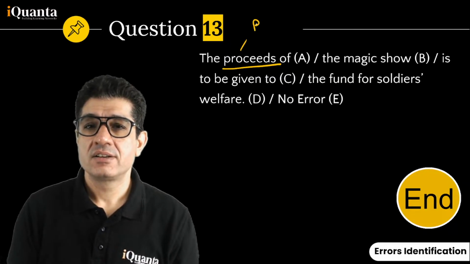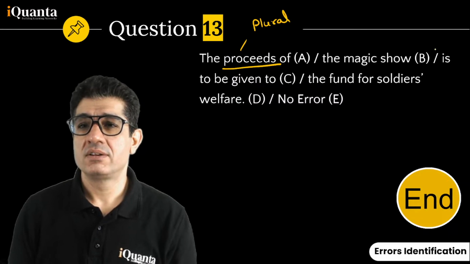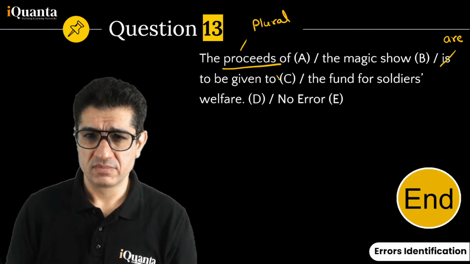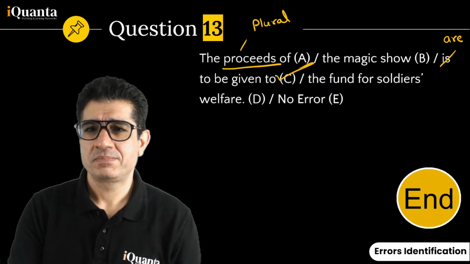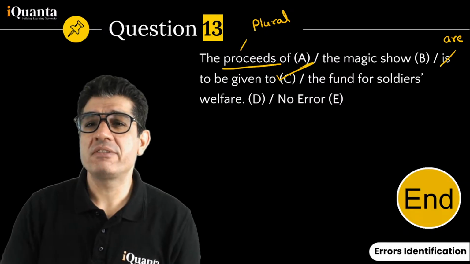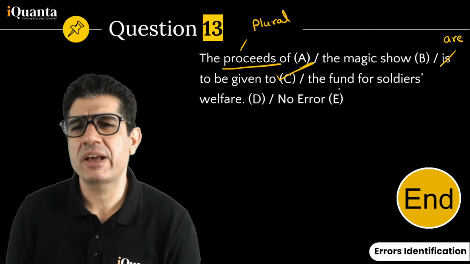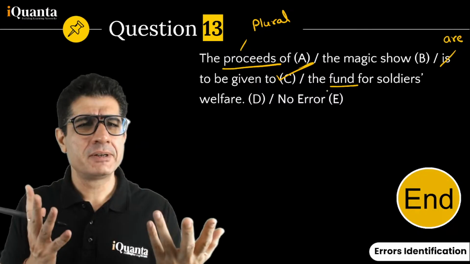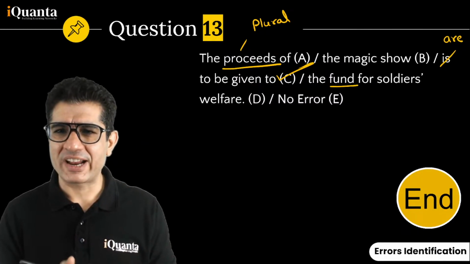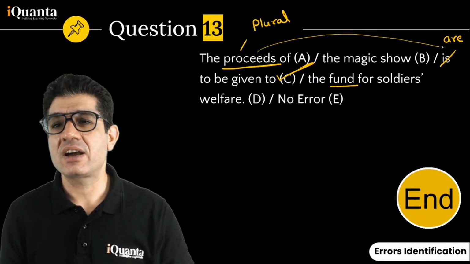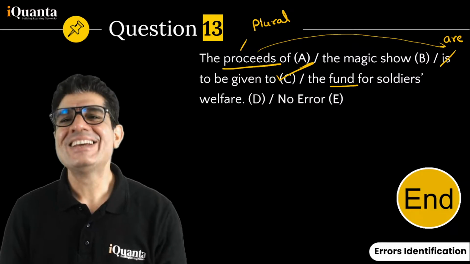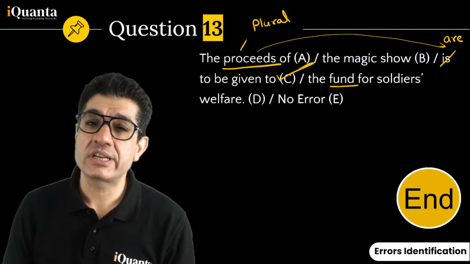Proceeds, plural, needs a plural verb, are, therefore C. The proceeds of the magic show are to be given to the fund for soldiers' welfare. It is a single fund. So they are going to give it to one fund. So fund is all right. But this proceeds and are, that has to be fixed for sure. Okay. So that is why the answer to question number 13 is option C.